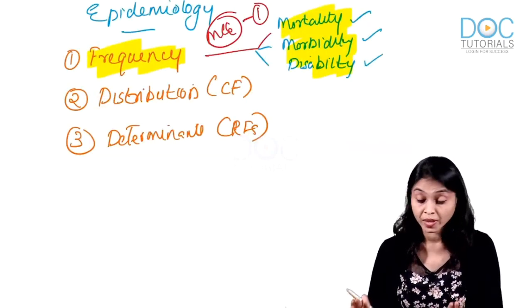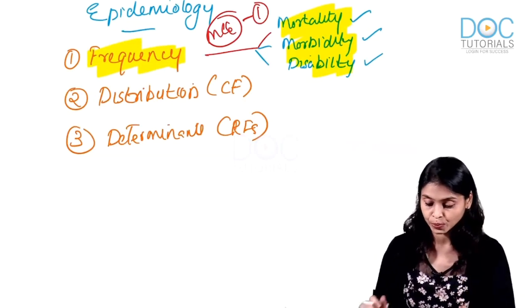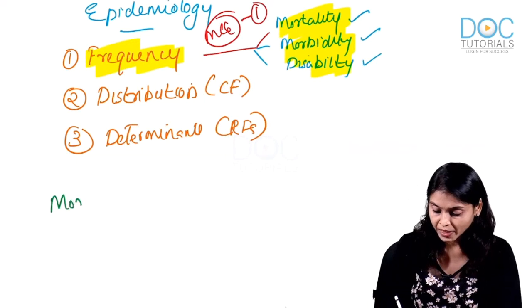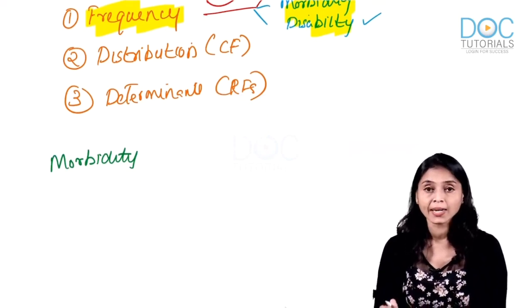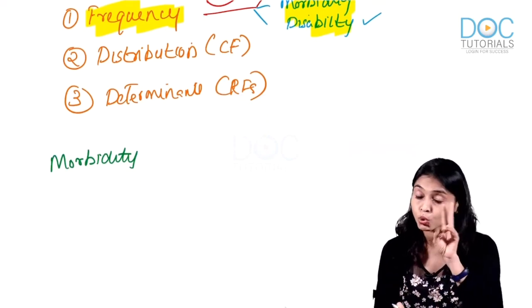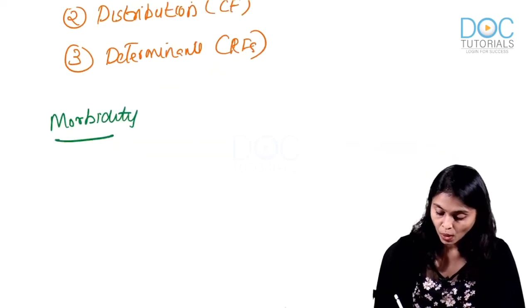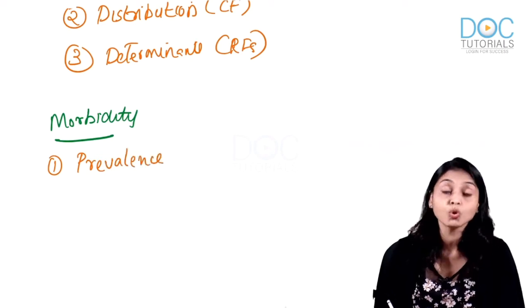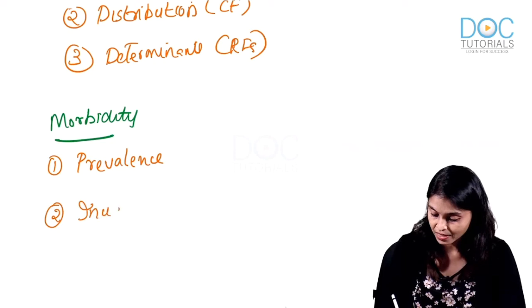Mortality is over. Morbidity is also important. Disability is not that important for your exam. So let's discuss morbidity too. By the way, what do you mean by morbidity? Morbidity means any deviation from normal health. Now let's see how to measure morbidity. There are two indicators using which you measure morbidity. The first question: which are the two morbidity indicators? One is prevalence and second is incidence.